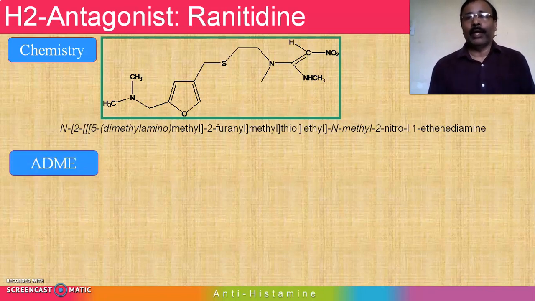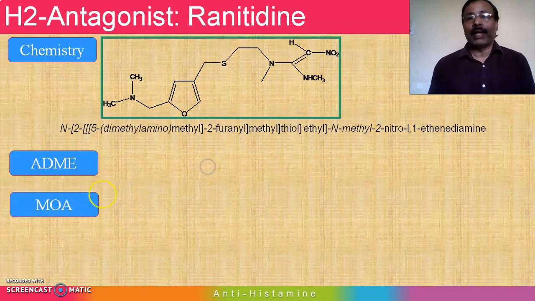Now check out the ADME related with ranitidine. Bioavailability of an oral dose of ranitidine is about 50% and is not significantly affected by the presence of food. Some antacids may reduce ranitidine absorption, so they should not be taken within 1 hour before or after the meal.